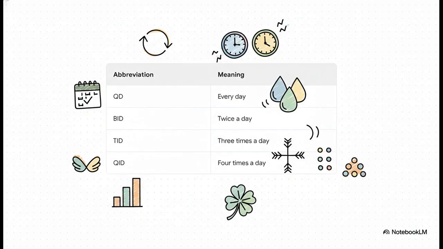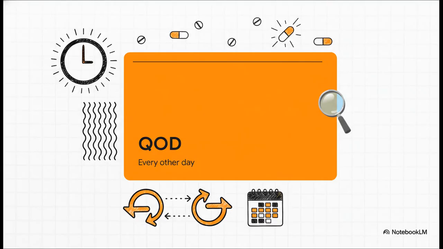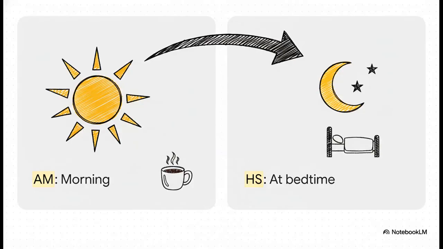See that? It's all based on Latin, but once you get the rhythm, it totally clicks. Now, here's a similar one, but with a huge difference. QOD. This means every other day. And it is so important not to mix this up with QD, which is every day. That one little letter O completely changes your treatment schedule.